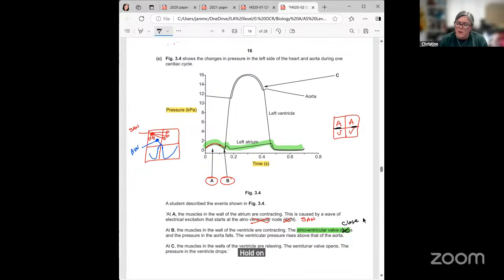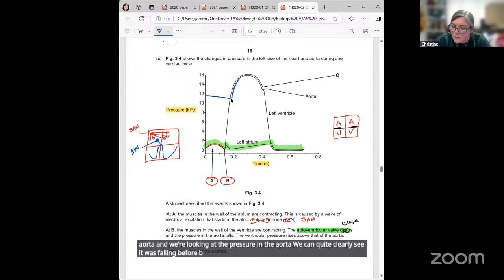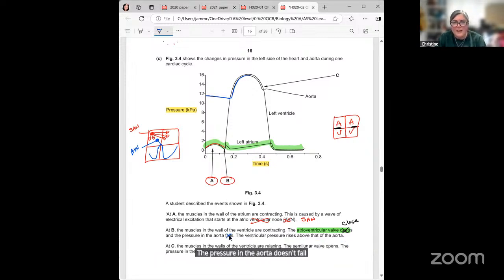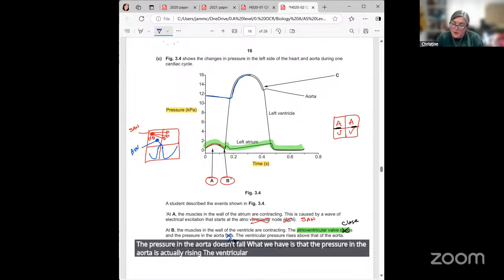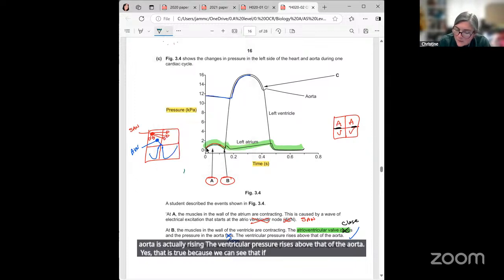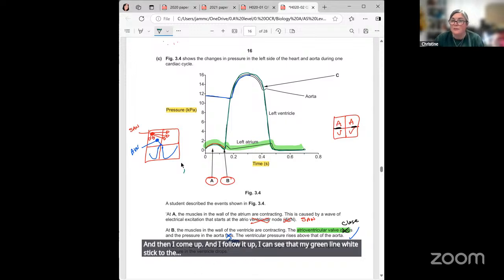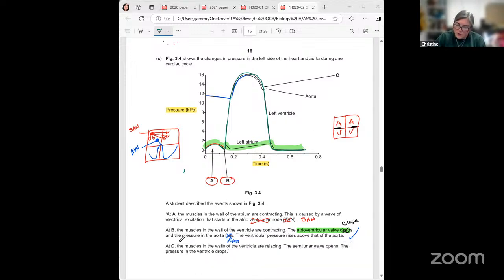Hold on a second. The pressure in the aorta falls. Well, if we're looking at the pressure in the aorta, we can quite clearly see it was falling before B. After B, it's actually rising. So the pressure in the aorta doesn't fall, it's actually rising. The ventricular pressure rises above that of the aorta. Yes, that is true, because if I use this color and follow it up, I can see that my green line goes above. So that is true.